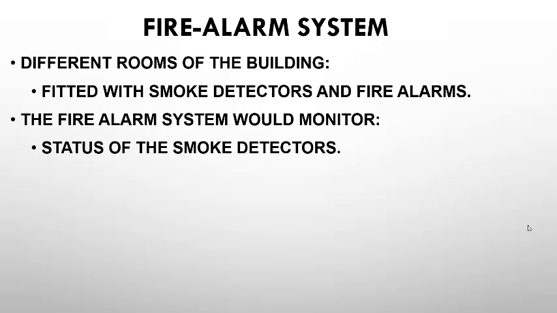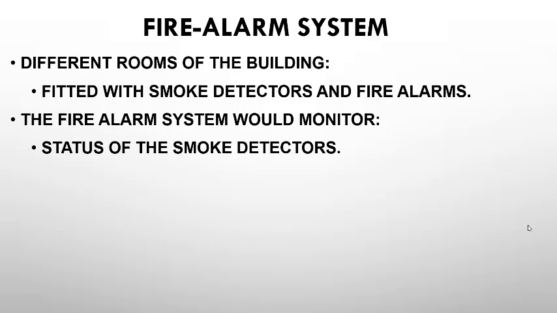The different rooms in the building are fitted with smoke detectors and fire alarms. The fire alarms would monitor the status of these smoke detectors. Whenever a fire condition is reported by any of the smoke detectors, the fire alarm system should determine the location at which the fire has been sensed and then sound the alarms only in the neighboring locations. The fire alarm system should also flash an alarm message on the computer console. Firefighting personnel would man the console round the clock.